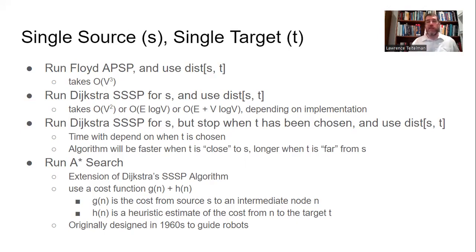And when you don't have a better approach, take the worse approach. So it's going to be V cubed, which we know from the beginning of today's lecture. We could do Dijkstra's algorithm for S and then plug in, find the distance from S to T.